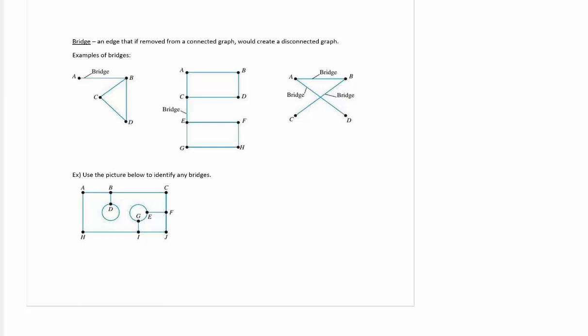Okay, so let's use the picture below to identify any bridges. If I removed anything, would there be vertices I wouldn't be able to reach? Well, the answer is yes, because if I remove segment BD, then there would be no way for A to be able to reach D, there would be no way for H to reach D, and so on and so forth. So segment BD is a bridge in this case.